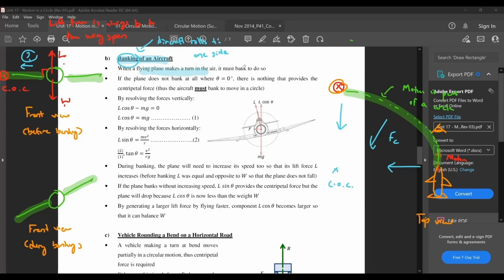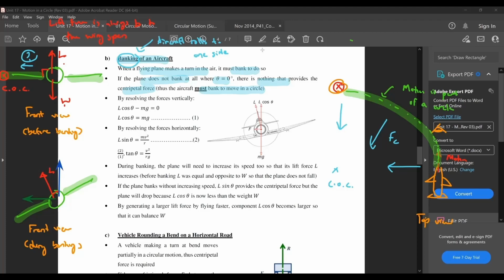A flying plane makes a turn in the air, it must bank to do so. If the plane does not bank at all, when theta is 0 degrees, there's actually nothing that provides you your centripetal force. So your aircraft must bank in order to move in a circle. Why do we say this? Because just now I mentioned to you that your lift will always be perpendicular to your wings, right? So if your lift is perpendicular to your wings, the moment your aircraft banks, your lift force can actually be resolved into two perpendicular components. A vertical component like this one, and a horizontal component like this one.